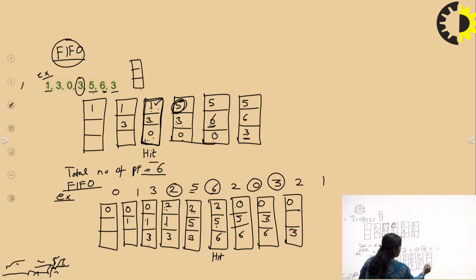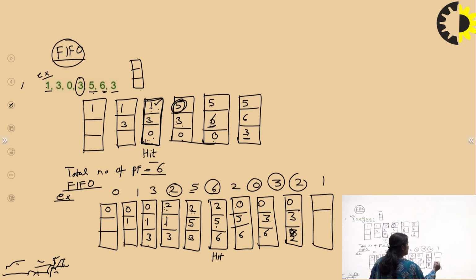3 is already come, sorry. Next 3 and 6. This 2 is over here. So 2, 3 and this one. 0, 3 and 2. Next is the 1 and the 1 is what? Because 0, 1, 2, 3. 0 comes. So 1, 3 and 2.